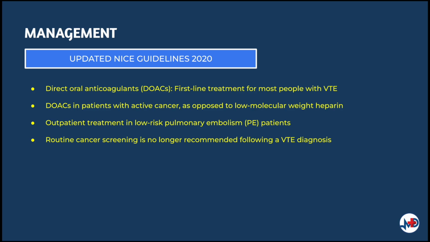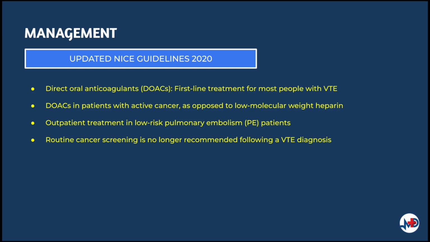Some of the changes include the use of direct oral anticoagulants as first-line treatment for most people with VTE, the use of DOACs in patients with active cancer as opposed to low molecular weight heparin, as was the previous recommendation, outpatient treatment in low-risk pulmonary embolism patients, and routine cancer screening is no longer recommended following a VTE diagnosis.